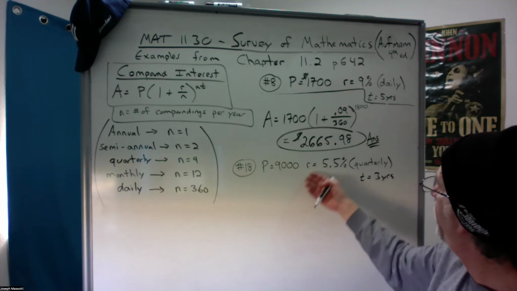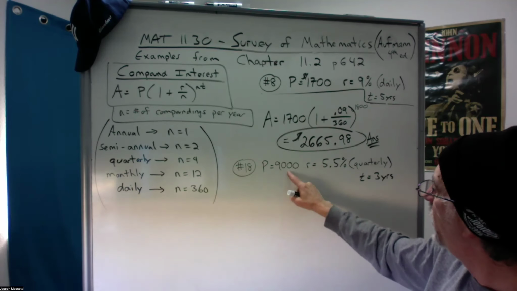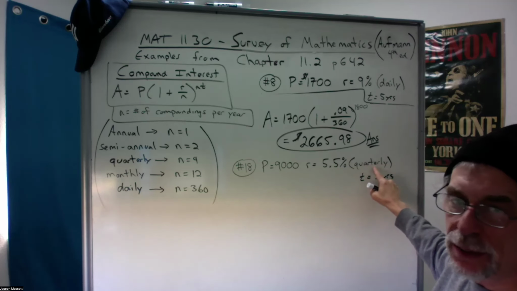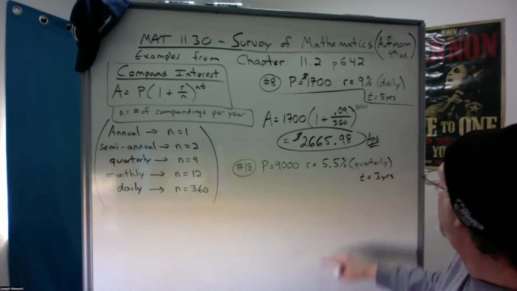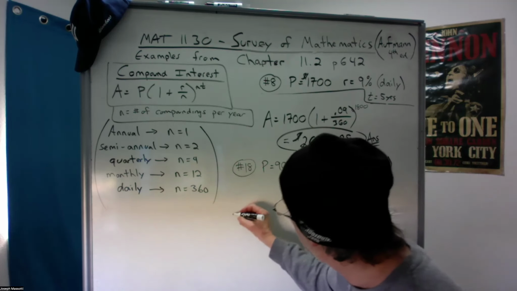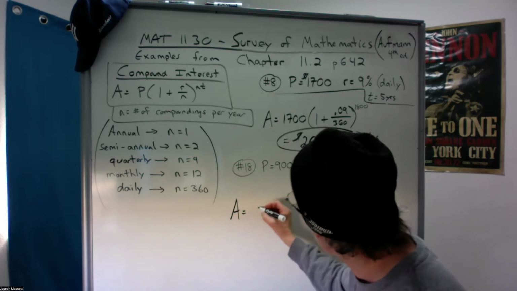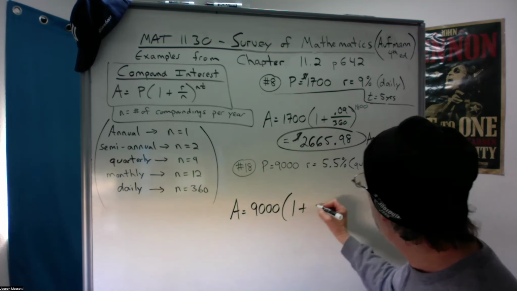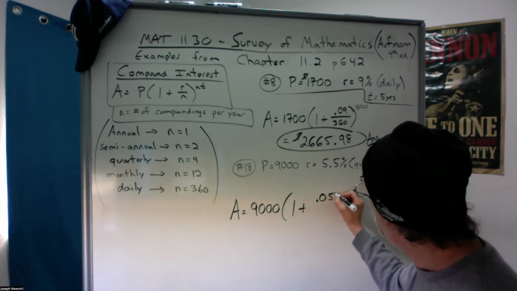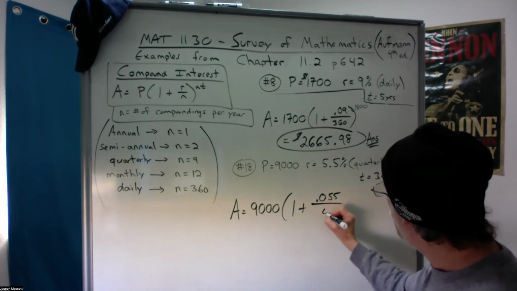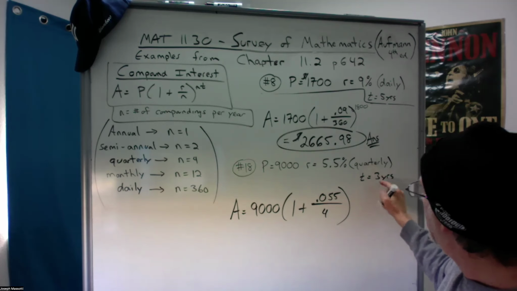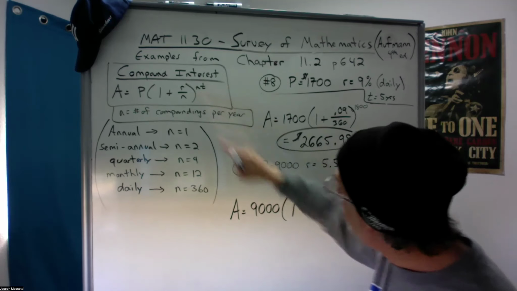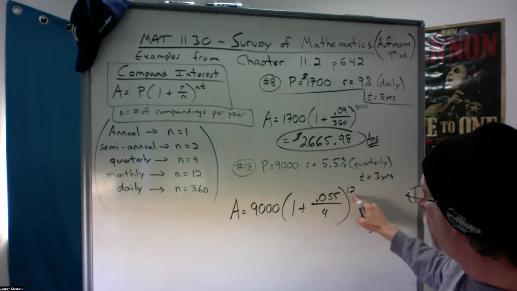All right. So just another example here. Principal is 9,000, rate is 5.5%. This time quarterly, so N is going to be 4. And for 3 years. So the final amount, 9,000 times 1 plus the rate as a decimal over N, which is quarterly, and N times T, 3 times 4, that's where we're getting the 12.